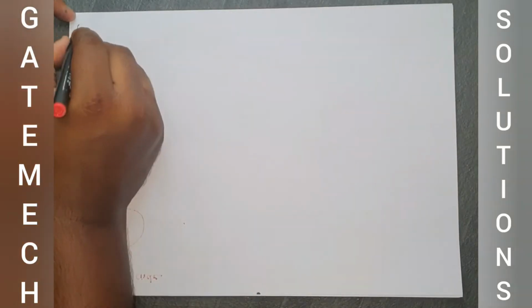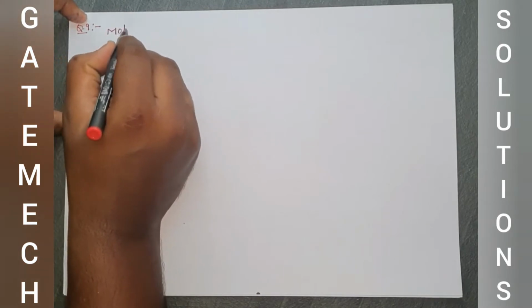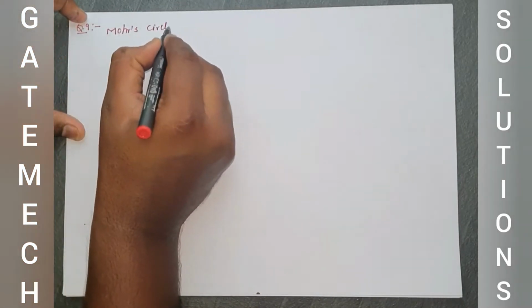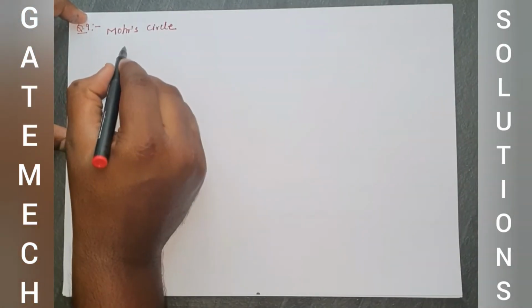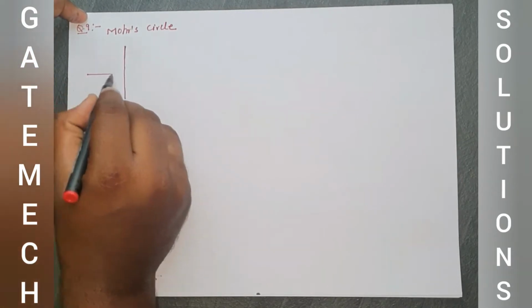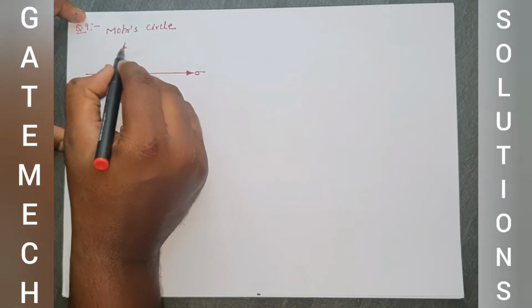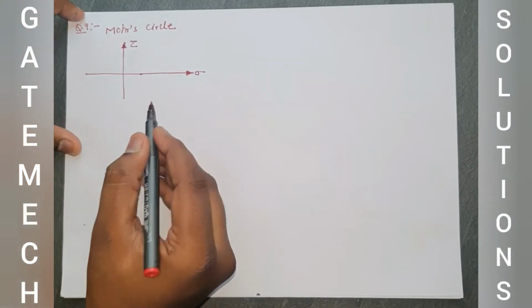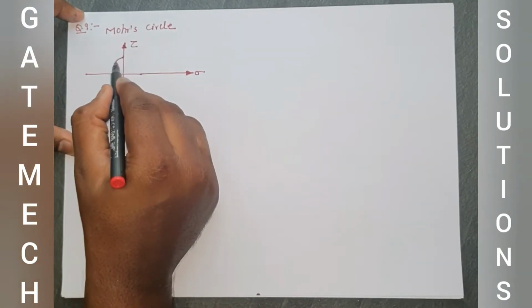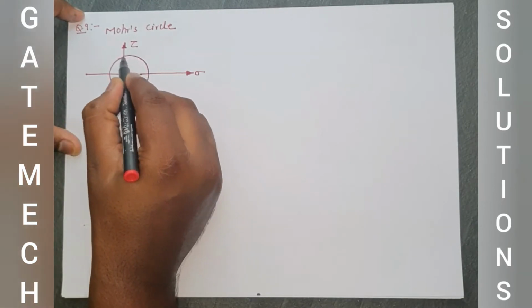So let us take question number 9. Question number 9, they have given one Mohr circle, coordinates also given. As we already know, it is a graphical representation between normal stress and the shear stress. So the Mohr circle diagram seems to be like this.